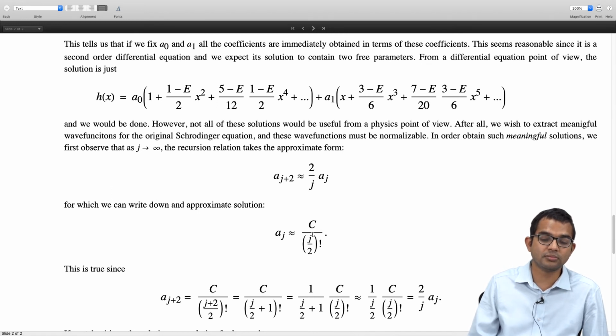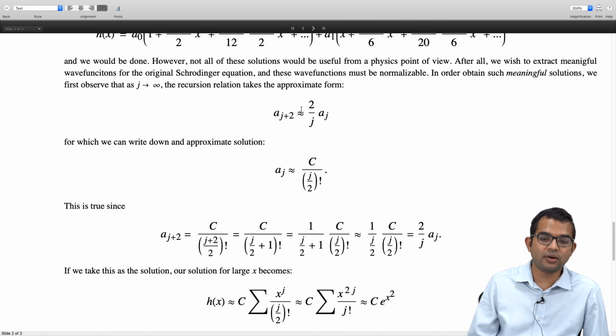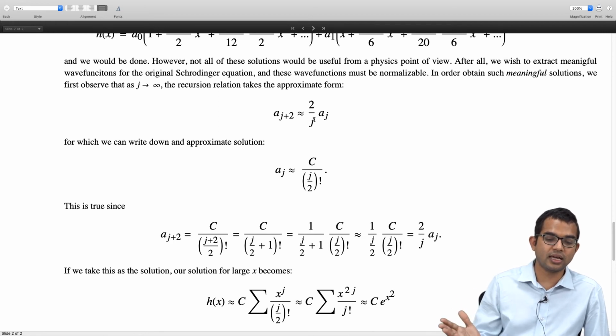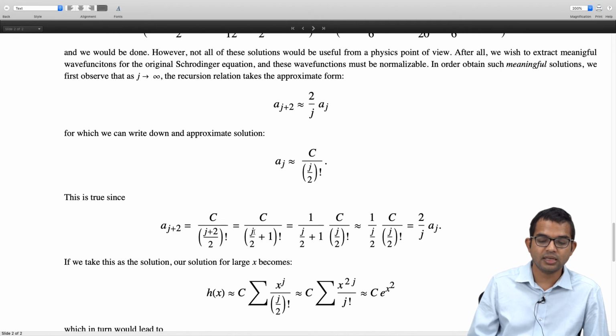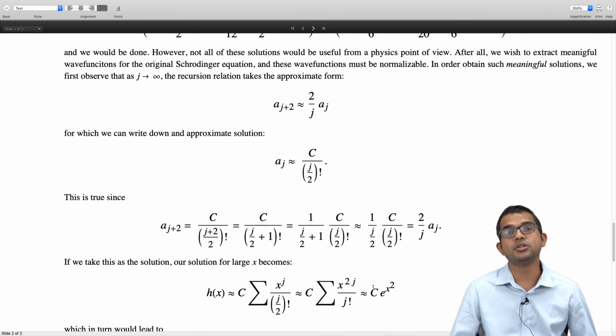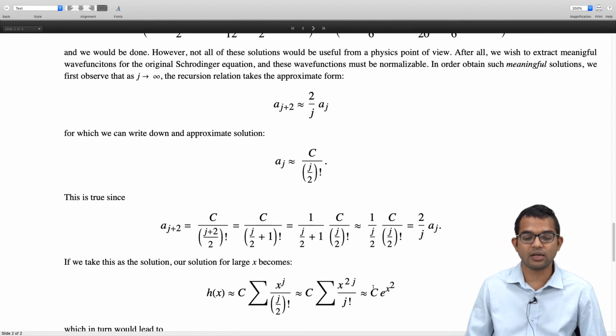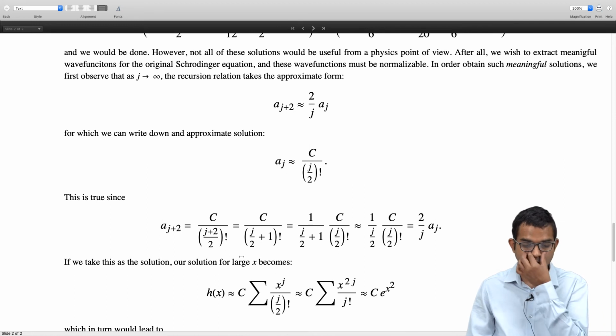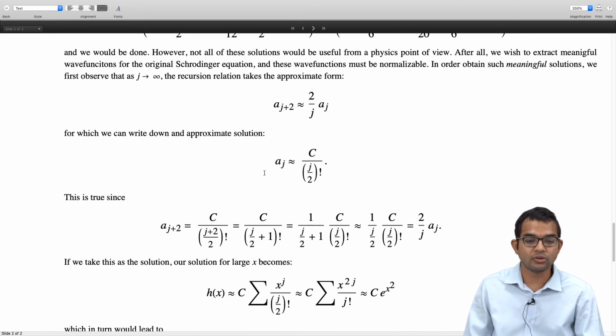It's like some constant divided by (j by 2) factorial. So if we take this to be our solution, that means for large x our solution has this form: h of x is a summation over x to the j divided by (j by 2) factorial, which is the same as saying it's a summation over x to the 2j divided by j factorial, which will work out approximately to be some constant times e to the x squared, right? So this is just a rough calculation we are doing for what happens to this function h of x for large x, by looking at a_j for large j. Now this will lead us to the solution e to the x squared, which is actually the undesirable solution.